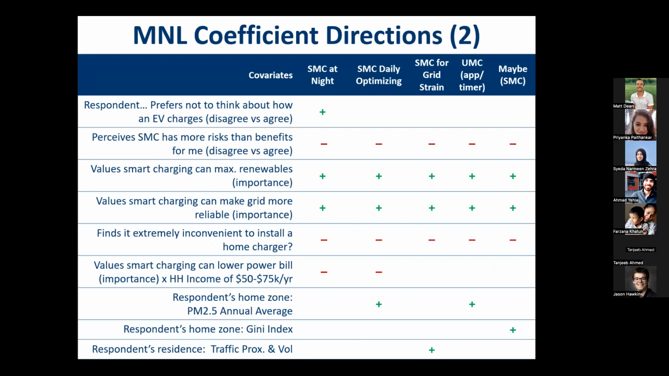Here we observed respondents' values on statements related to EV transition and smart charging benefits. People who agree that they would want to plug in their EV and not think about it are fine with SMC at night only, so long as the vehicle is fully charged. Those that believe supplier managed charging has more risks than benefits prefer dumb charging. Those valuing smart charging benefits for the grid and renewables prefer all charging styles relative to dumb charging.